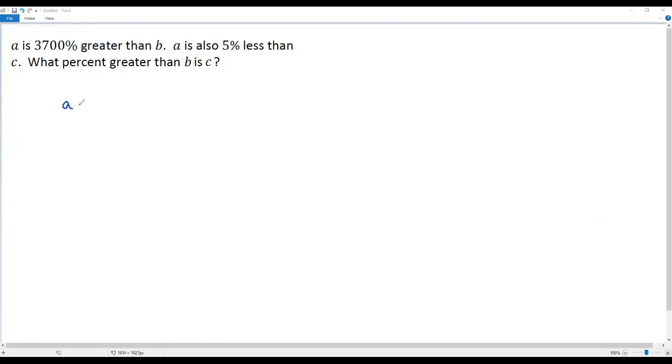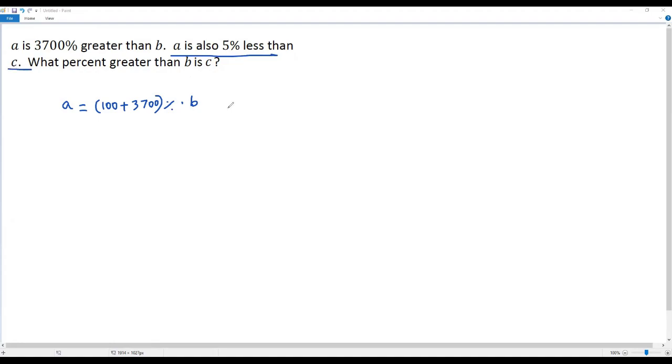That is A is equal to 3700 percentage greater. Since we have 3700 percentage greater, we have to add this number 3700 to 100. That is 100 positive 3700 percentage times the number we have over here, that is B. Now let me consider this stuff over here.